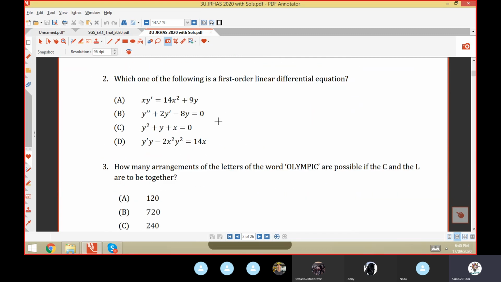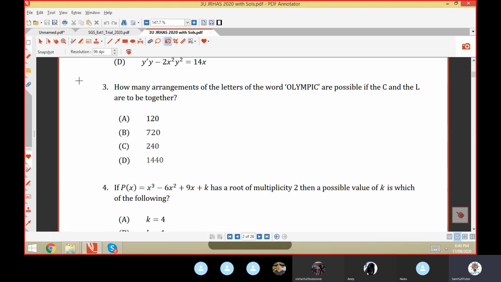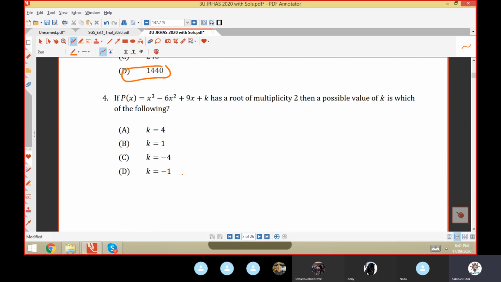Okay, first question. How many arrangements? Oh, that's easy. James Ruse. How many arrangements of the letters of the word Olympic are possible if the C and the L are to be together? 1, 2, 3, 4, 5, 6, 7. I think the answer is going to be 6 factorial times 2. Yeah, D. Why does it feel like the answer is highlighted? Or does it just look like that from my angle? Maybe it's my shade. All right, all good.